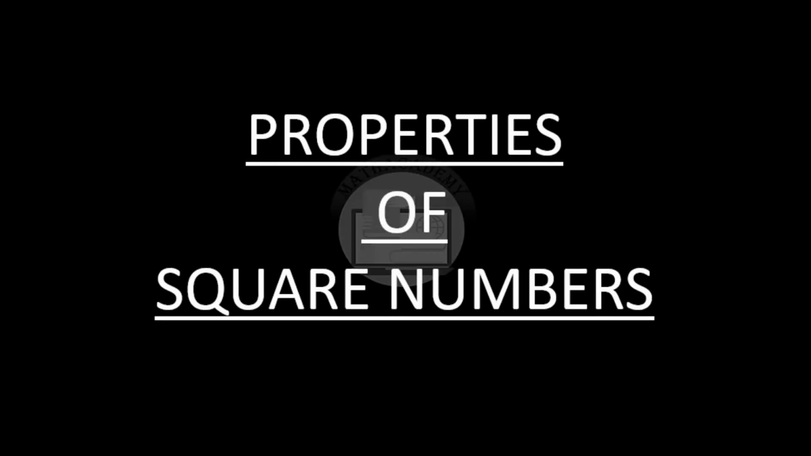Hi, in a previous video we have seen two properties of square numbers. The first was that a square number never ends with a 2, 3, 7 or 8 as the units digit, or the ones digit. And the second property was that if a square number ends with zeros, then it always has to be an even number of zeros. Okay, a square number can never end with an odd number of zeros. Let us look at a few more properties of square numbers now.